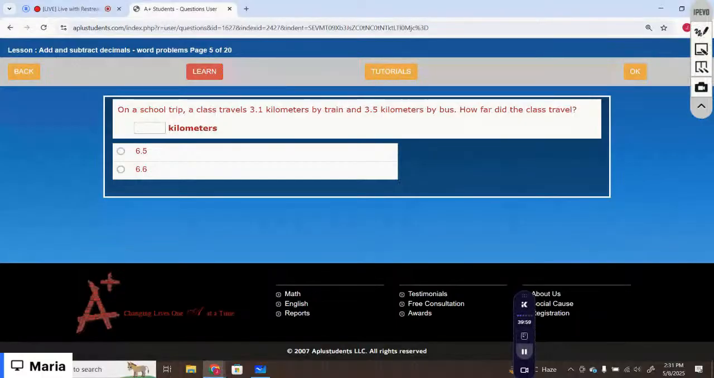On a school trip, a class travels 3.1 kilometers by train and 3.5 kilometers by bus. How far did the class travel? So, which is the right option? You need to add. That is 6.6. Option number 2 is the correct option. Okay, you can complete the lesson by yourself. Let me just move on to the next lesson.